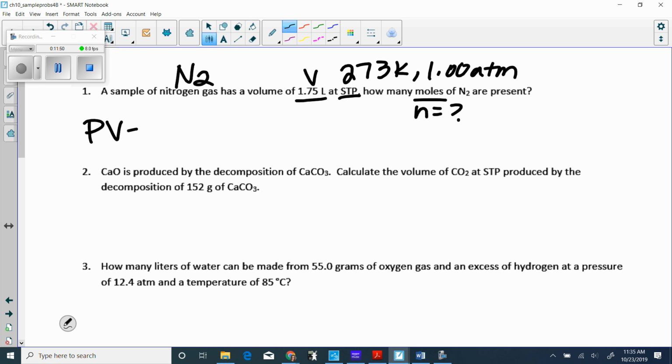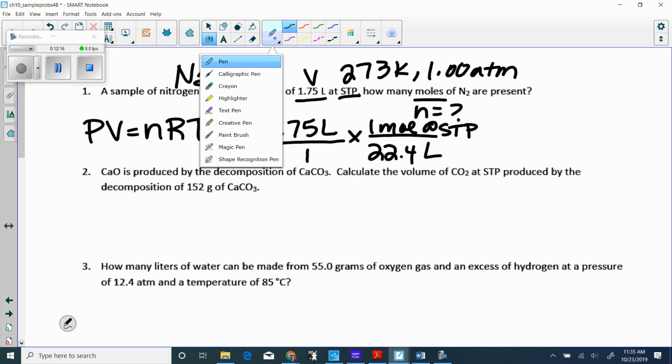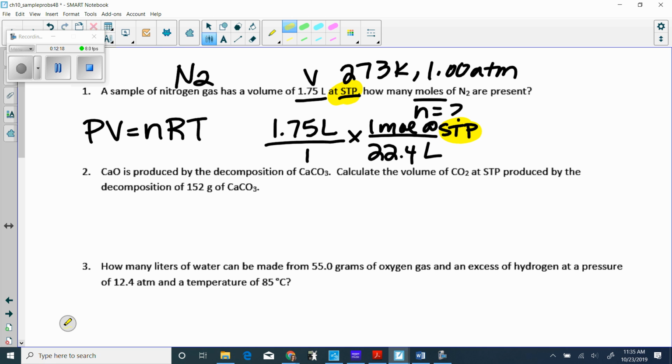If you do not want to worry about a shortcut, you have enough information to just use PV equals nRT. Otherwise, you can do this. 1.75 liters over 1 times in the line. Liters on top means liters on bottom. Only at STP, 1 mole of any gas is automatically 22.4 liters. But only if it's at STP can you do that. And if you don't want to worry about that, just plug in 1 atm and 273. You'll get the same answer.